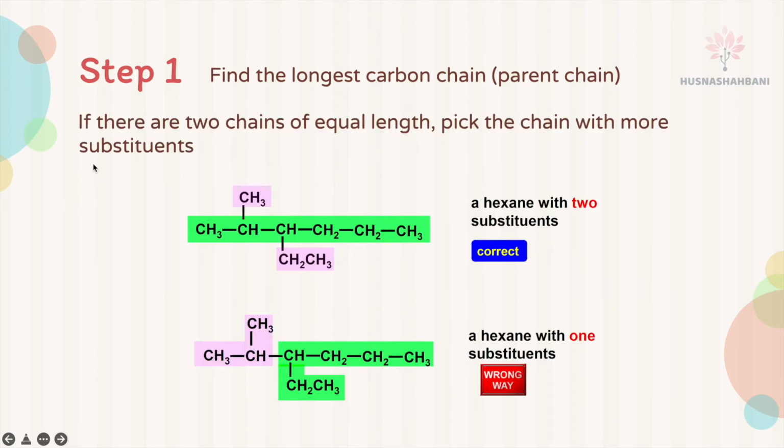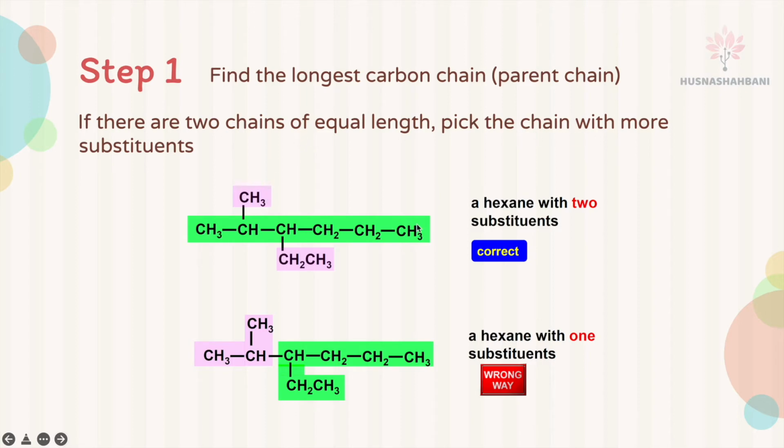And then, if there are 2 chains of equal length, if the straight line and the bend have equal carbon, both have an equal number of carbon, pick the chain with more substituent. For example, here you have 1, 2, 3, 4, 5, 6 carbon in total, the longest 6 carbon. When you bend, the longest carbon chain is also 6 carbon. But we have to pick the chain with more substituent.